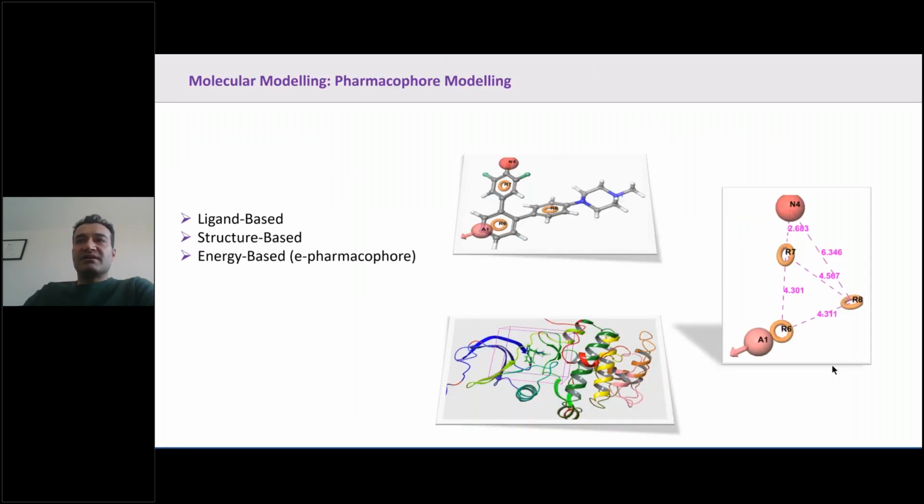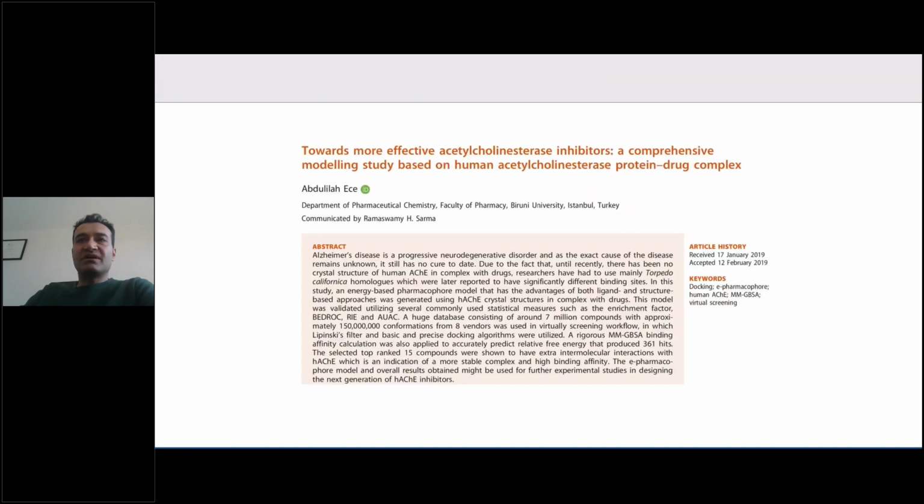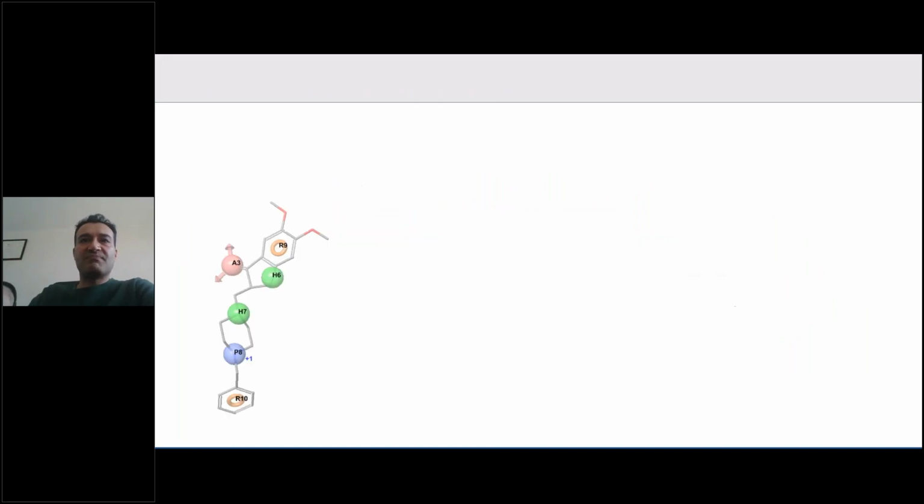Okay, let's start with an example here where I combined many tools together to publish this paper. Here's my pharmacophore model in 3D. We have hydrogen acceptor, hydrophobic regions, and ring aromatic polarizable regions here. Of course, in each step, you have to validate your model.